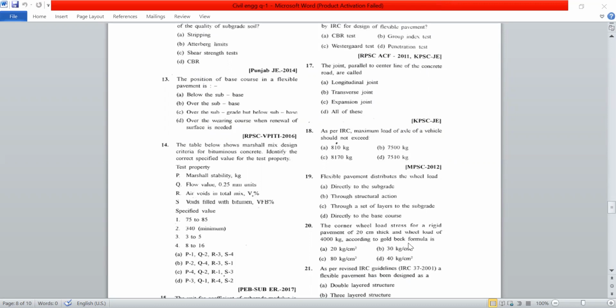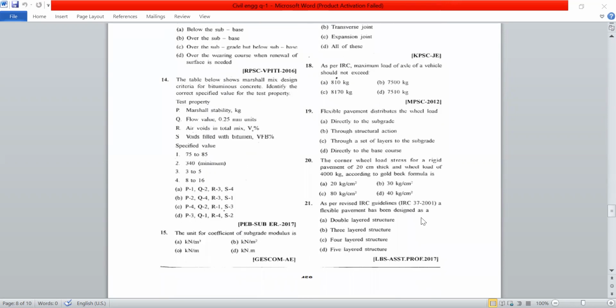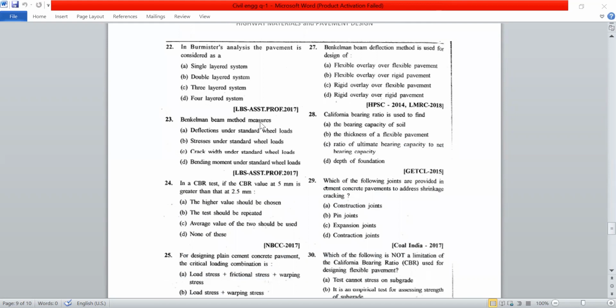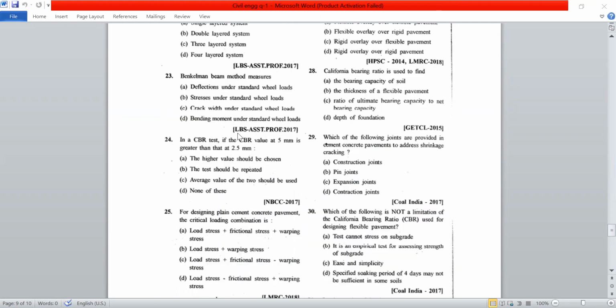The corner wheel load stress for a rigid pavement of 20 cm thick and wheel load of 4000 kg according to Goldbeck formula is, so the Goldbeck formula is 3P by h square. The right answer is 30 kg per centimeter square. As per revised IRC guidelines, a flexible pavement has 4 layers of structure. In Burmister's analysis, the pavement is considered as double-layered system.